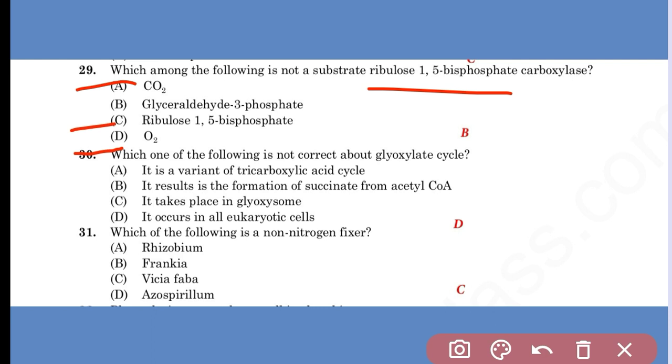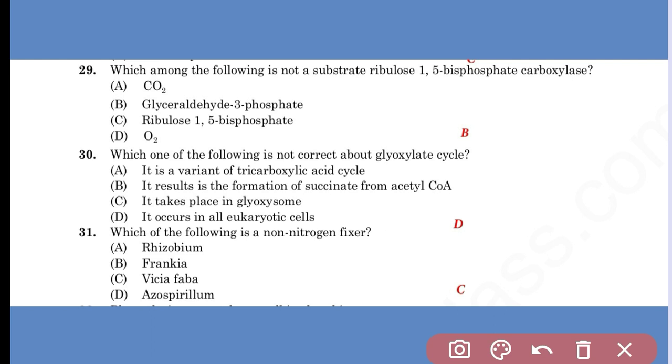CO2, O2 and ribulose 1,5 bisphosphate, these three are the substrates for Rubisco, but glyceraldehyde 3-phosphate is not a substrate, it is the first stable compound in photosynthesis. So the answer of this question is option B. The next question: which one of the following is not correct about the glyoxylate cycle?